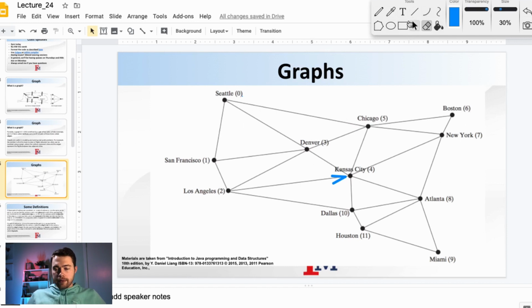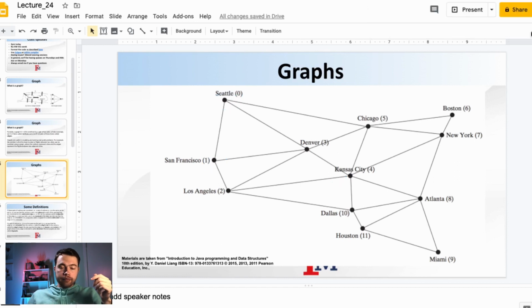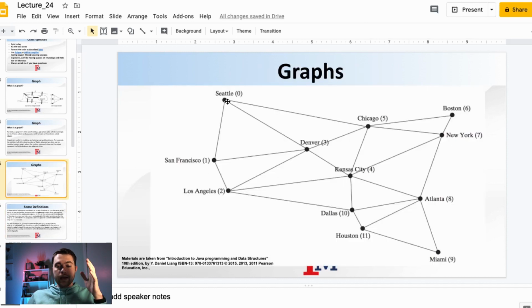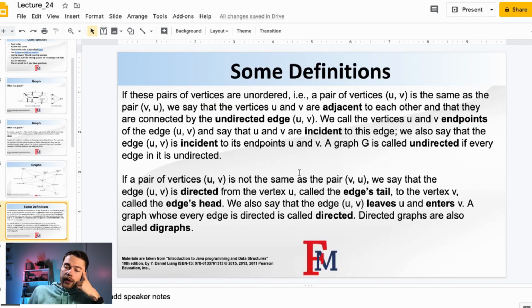Anyway, if I have two cities, if I have two vertices and they're connected by an edge which doesn't have any direction, we say those two vertices are adjacent to each other, which means they're neighbors. Okay, the technical term is adjacent. And that edge between this guy and this guy is called undirected. So there is no particular direction, which means it can go both directions. You can go from San Fran to Seattle, from Seattle to San Fran. Hope it makes sense. We can call vertices U and V endpoints of the edge.